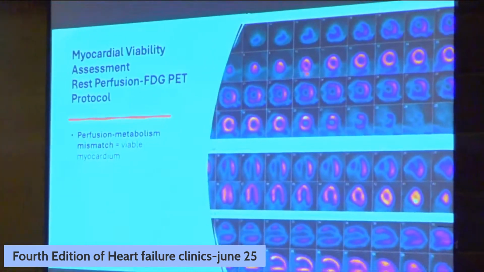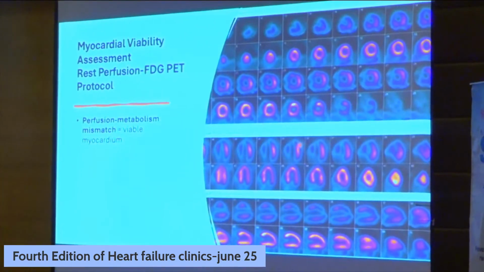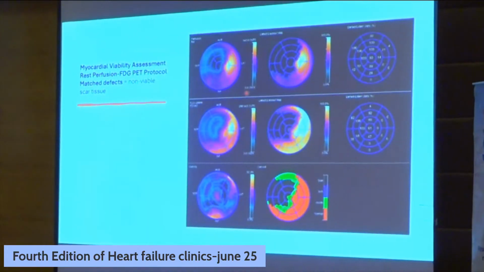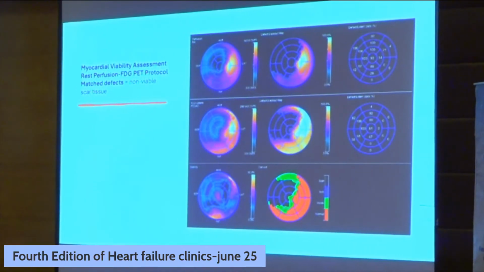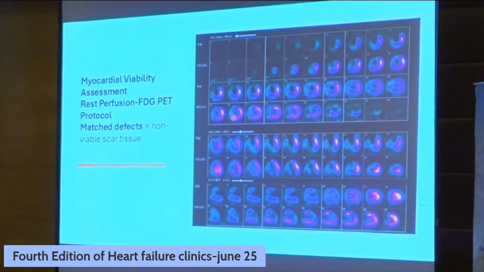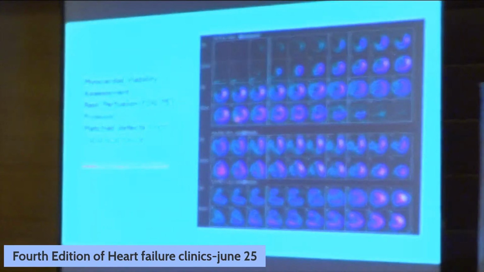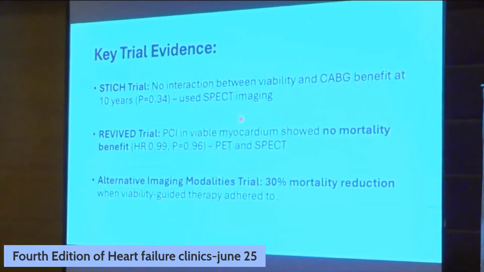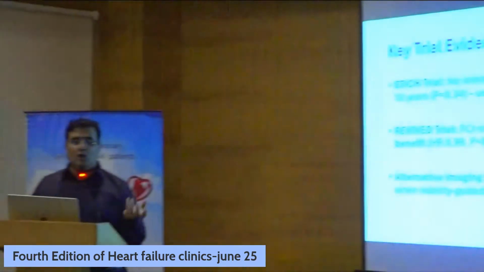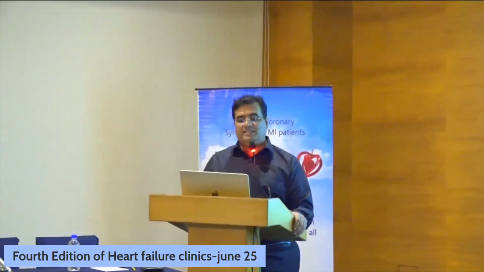Whereas here, perfusion is good, metabolism is good, then it is once again viable. If both are not there, then it is a non-viable myocardium. So you have to see whether the perfusion and the metabolism are matched or mismatched. Based upon that, we can say whether the person is having recoverable or non-recoverable myocardium on the FDG PET.